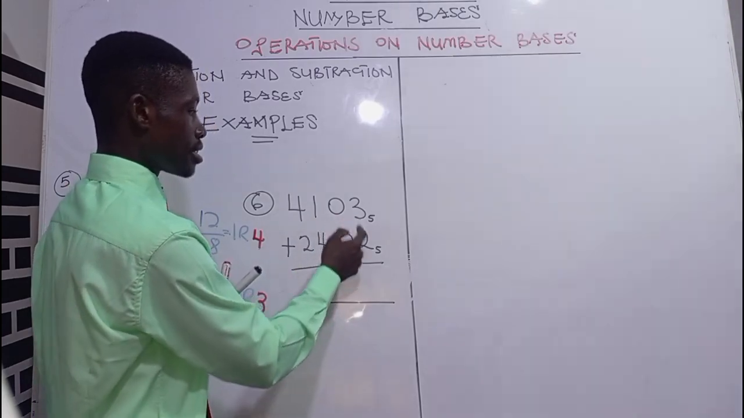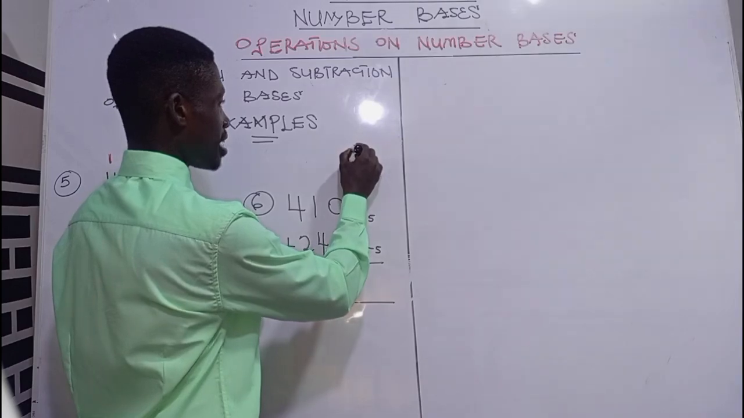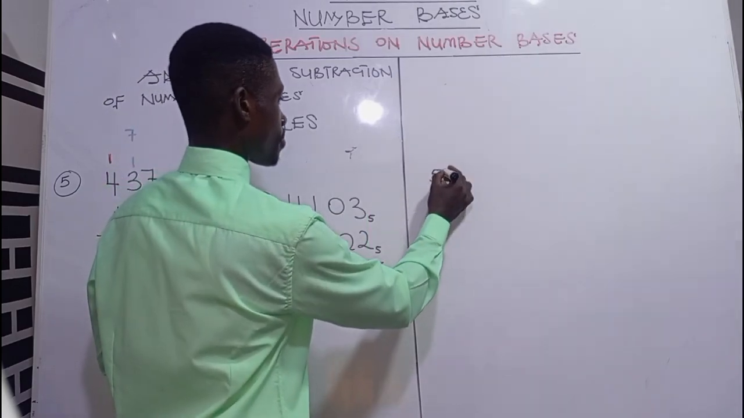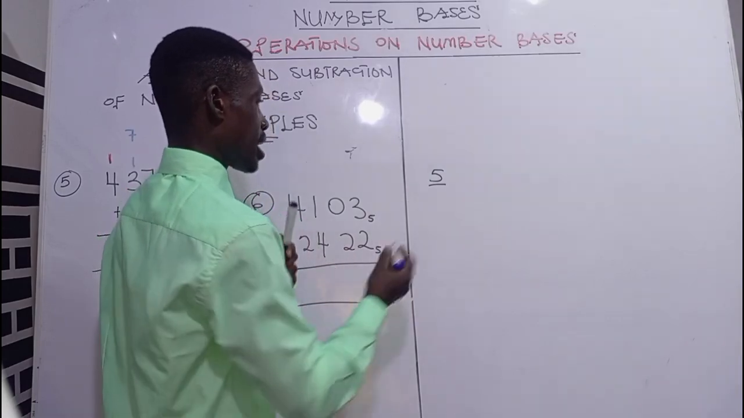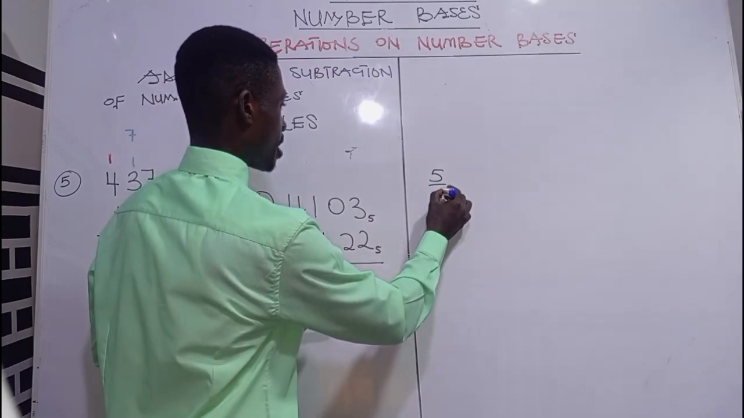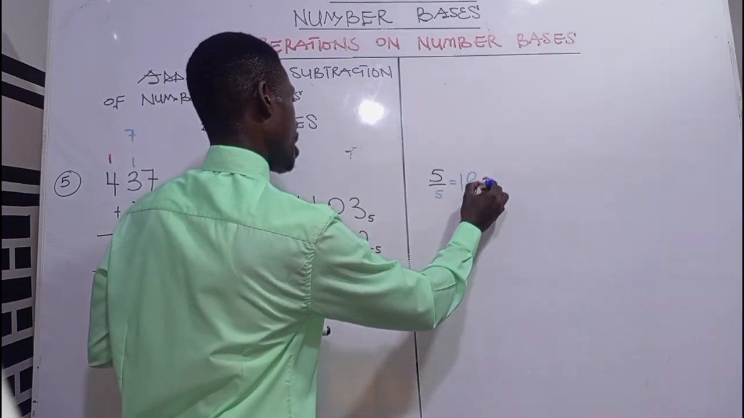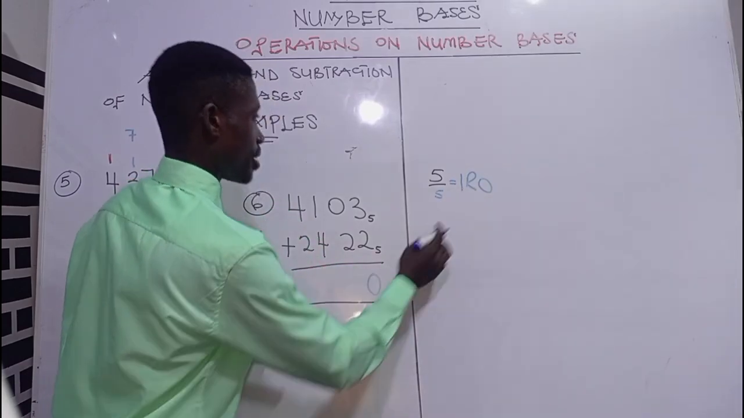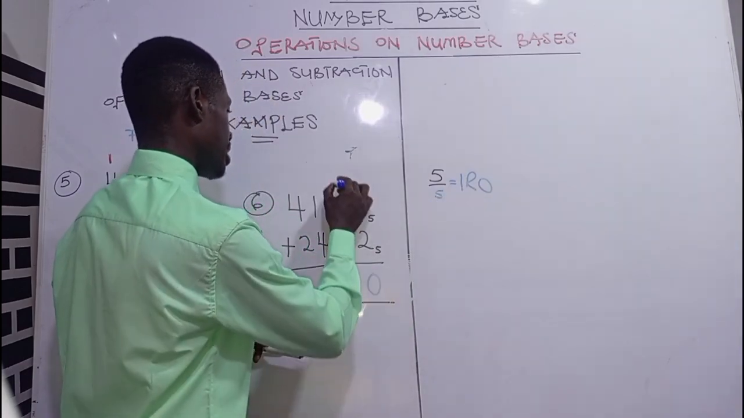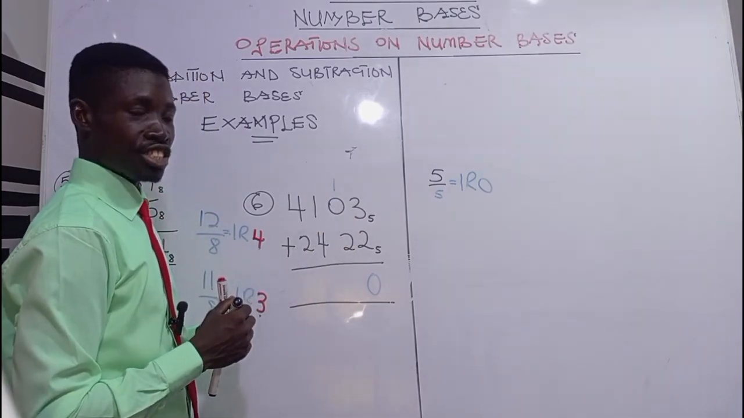So since this is giving us 5, we are going to divide this 5 by the base in which we are working, which is base 5. 5 into 5 will give us 1, remainder 0. So we write the remainder here, and then we carry the quotient of 1 to the next digit. Then we continue with our addition.